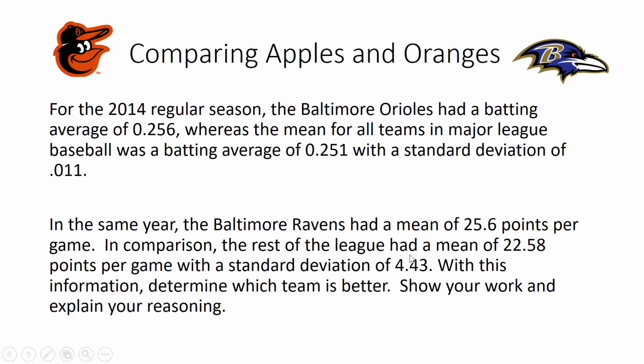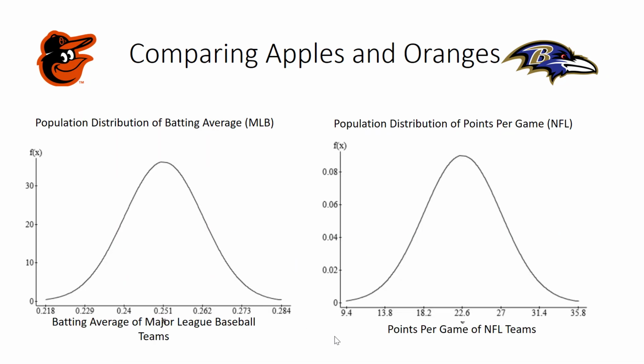So we have some data here. If you'd like, you can pause the video and read through this on your own. But basically, we're given a batting average for the Baltimore Orioles, and we're given the average number of points per game for the Baltimore Ravens. So if you think about the data that we're given, they're completely different values.